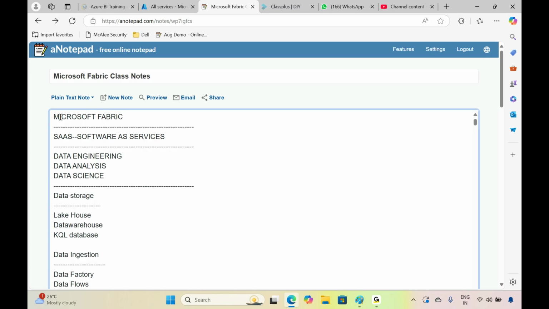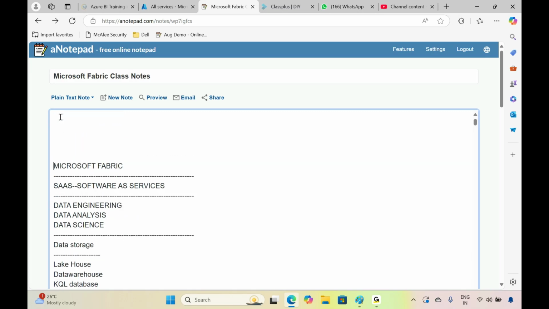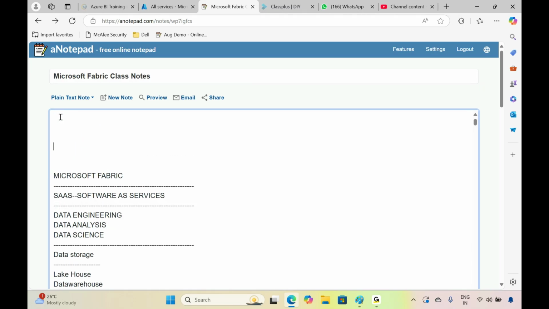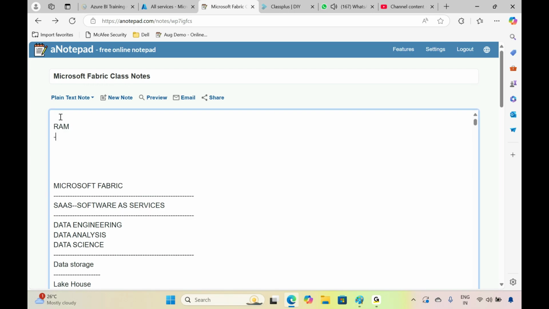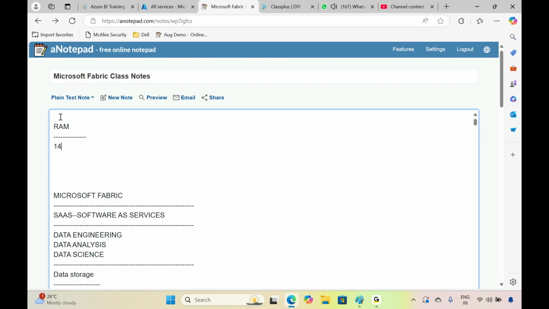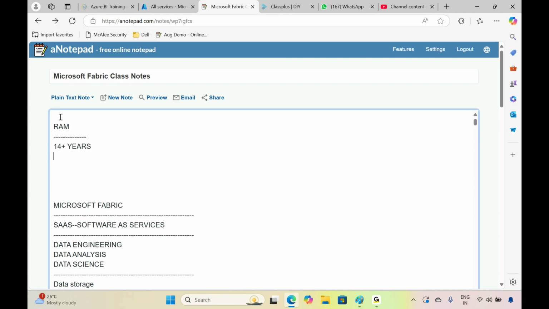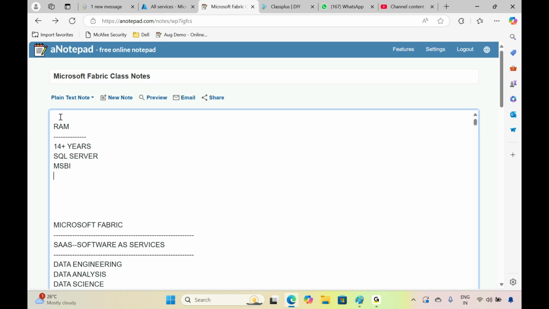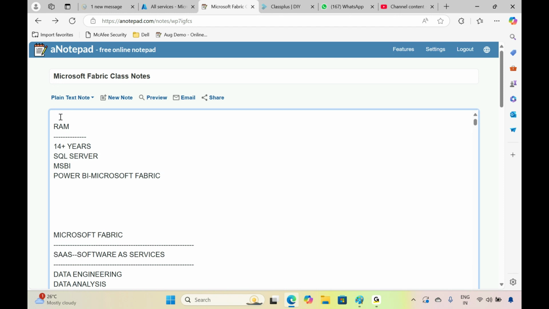So I just want to give a small introduction about myself before starting off this Microsoft Fabric. My name is Ram. I have nearly 14 plus years of experience in the IT industry. In these 14 plus years, I've been working mostly on the data side only. It's completely SQL Server, MSBI stack, Power BI stack, Microsoft Fabric stack, and Azure Data Engineering.